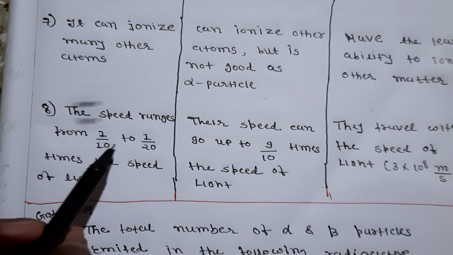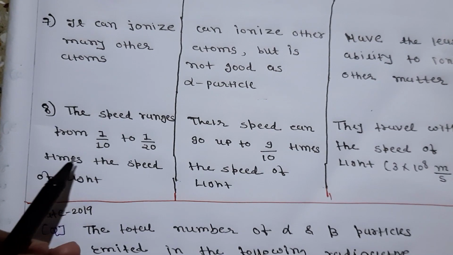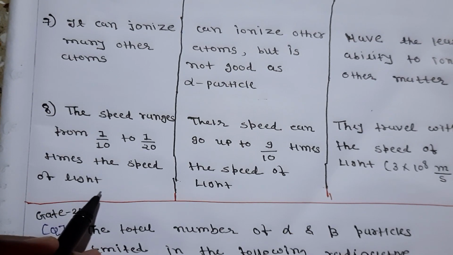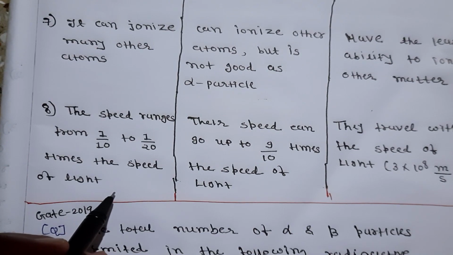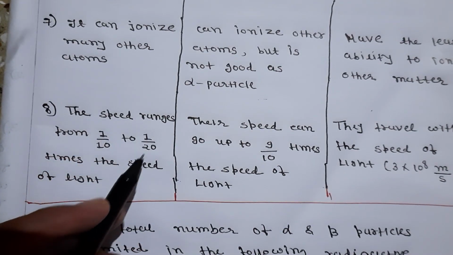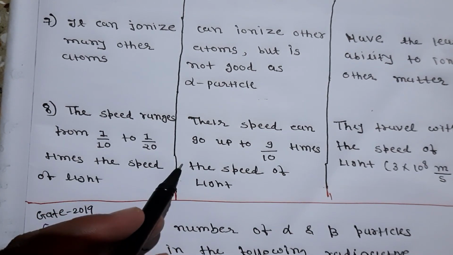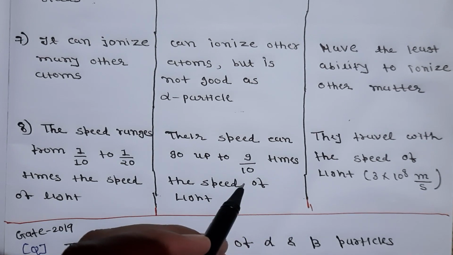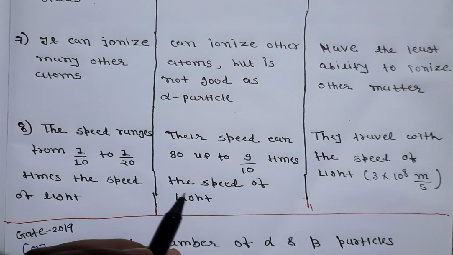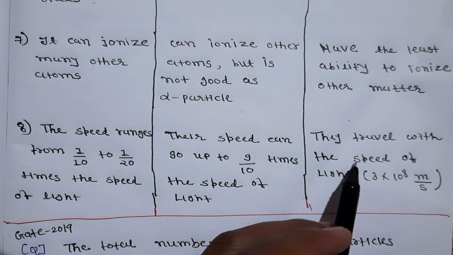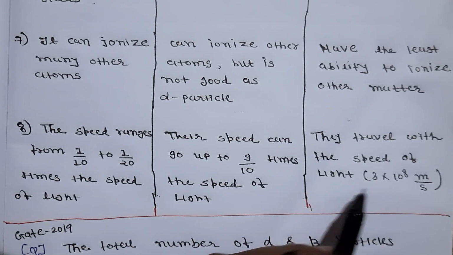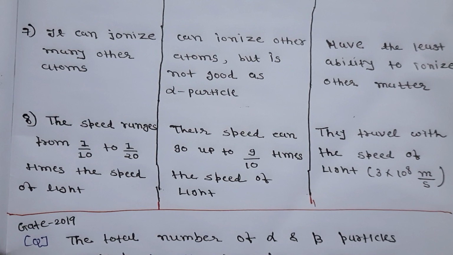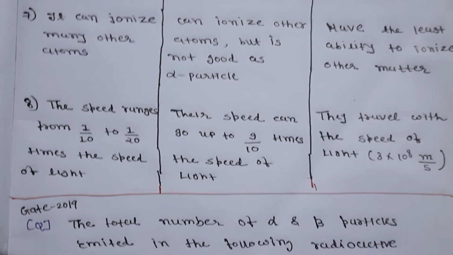Alpha particle, due to its heavy weight, has a speed ranging from 1/10 to 1/20 times the speed of light. We know that the speed of light is 3 × 10^8 meters per second. So its speed compared to gamma is very low. Beta particle has a speed almost equal to the speed of light, about 9/10 times the speed of light. And gamma radiation travels at the speed of light, 3 × 10^8 meters per second. So this is the difference between alpha, beta and gamma.